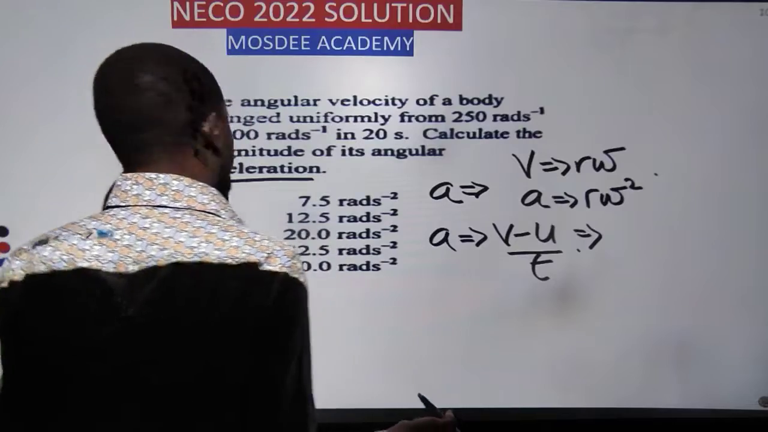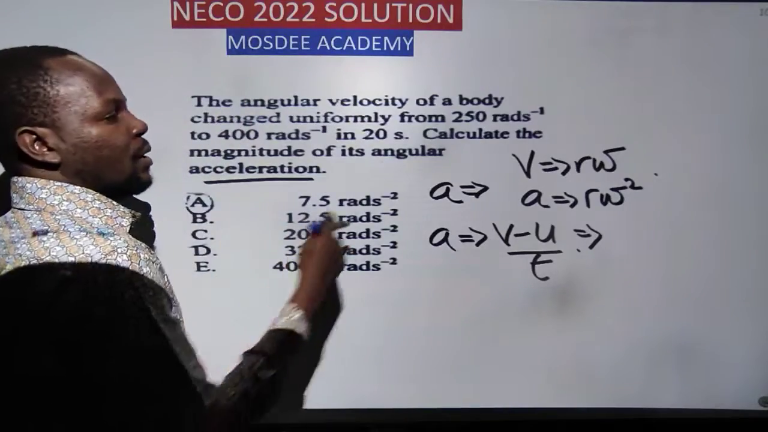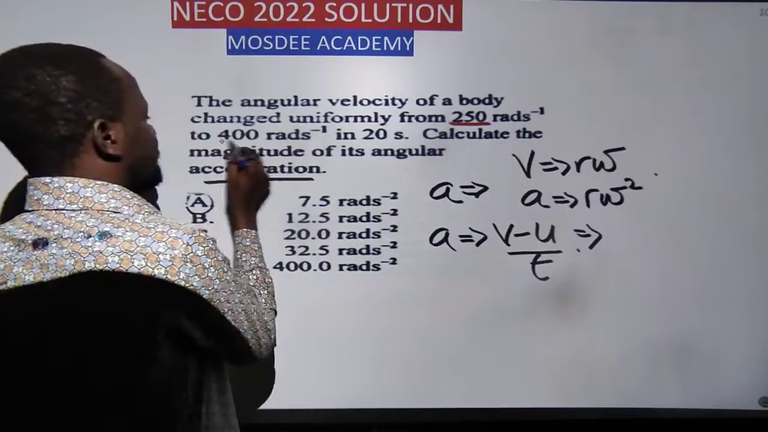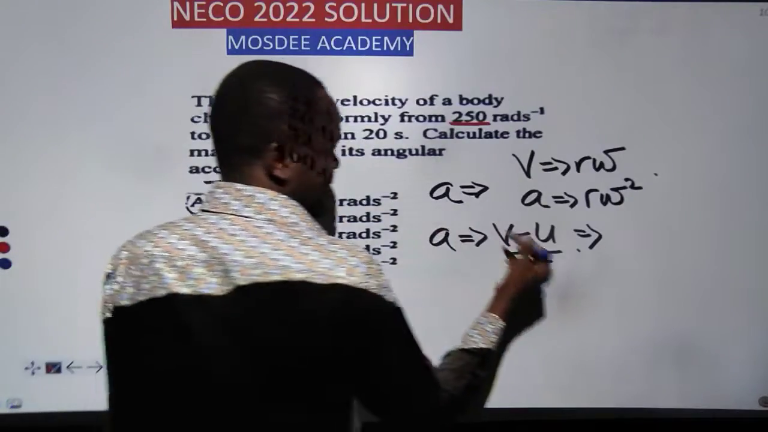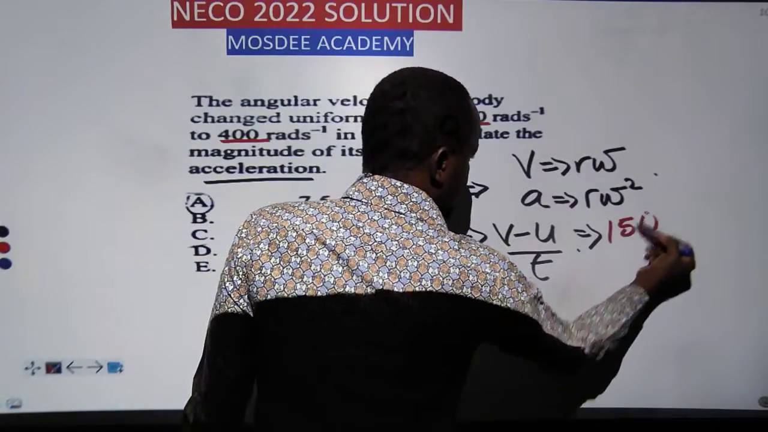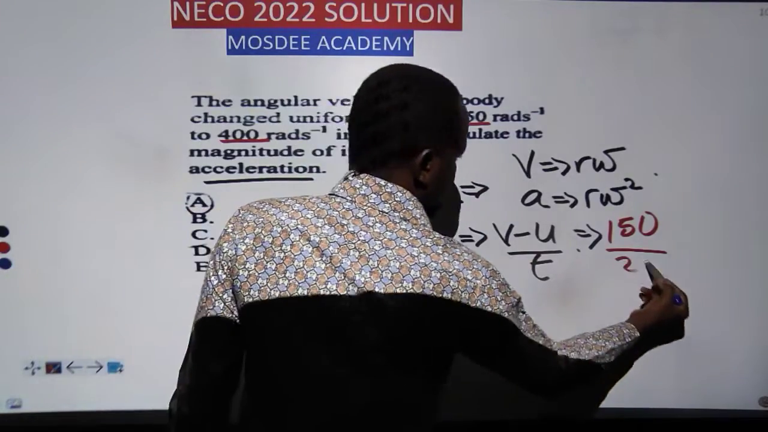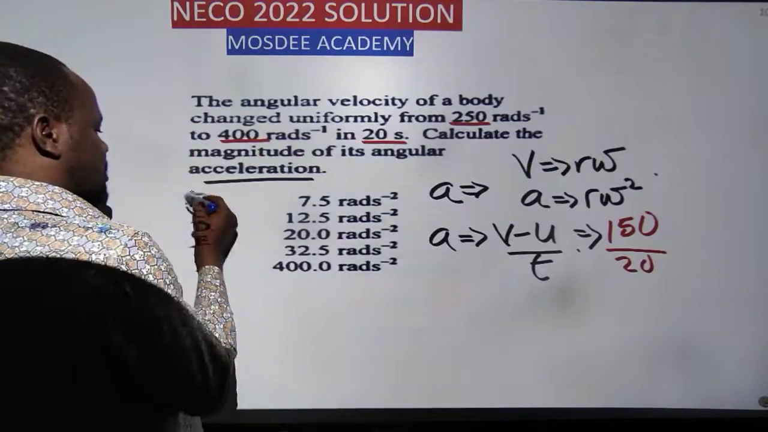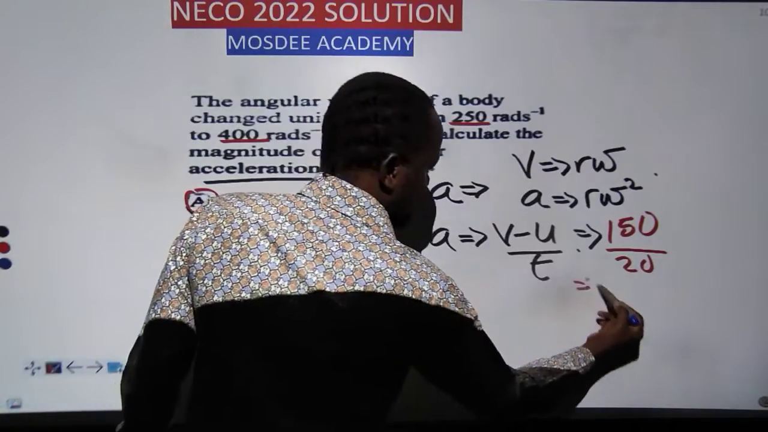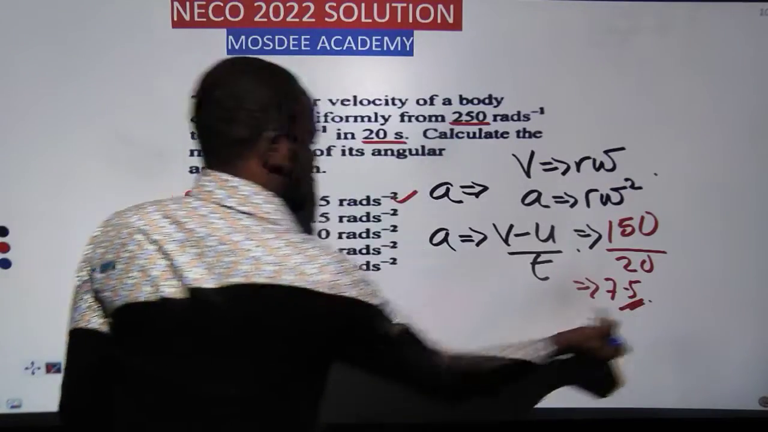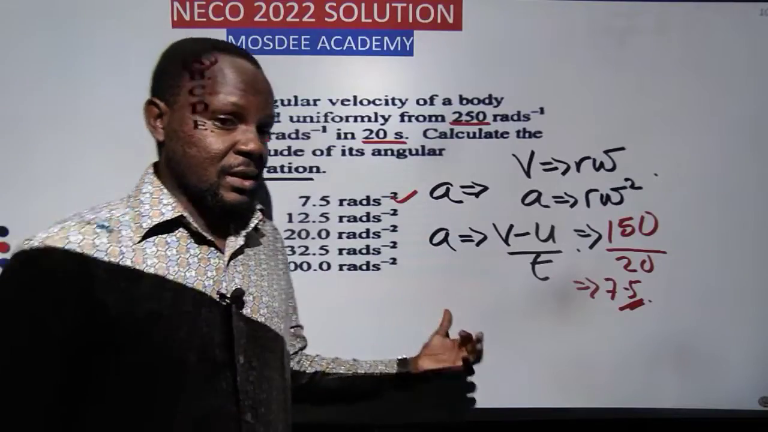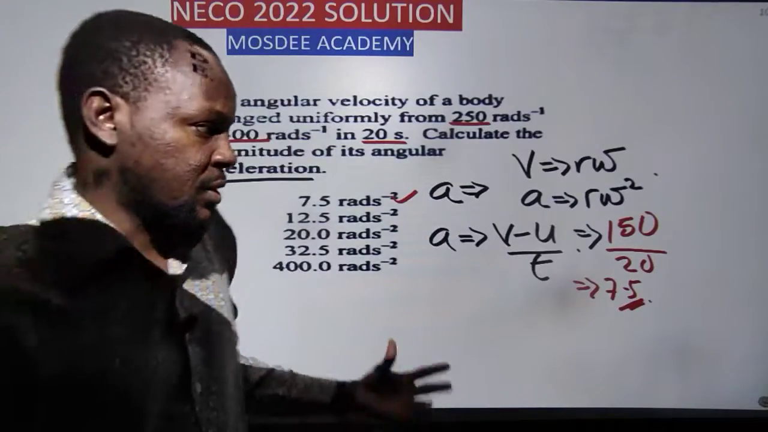So sometimes you just have to, look at me now, think about how to do this. I will change this, which is 400 minus 250. I think that is 150. Divided by the time taken. What's the time here? 20 seconds. So something like 7.5. Absolutely correct. So that's 7.5. Put the SI unit, it's important in physics: radians per second squared. Please note that. Next one.